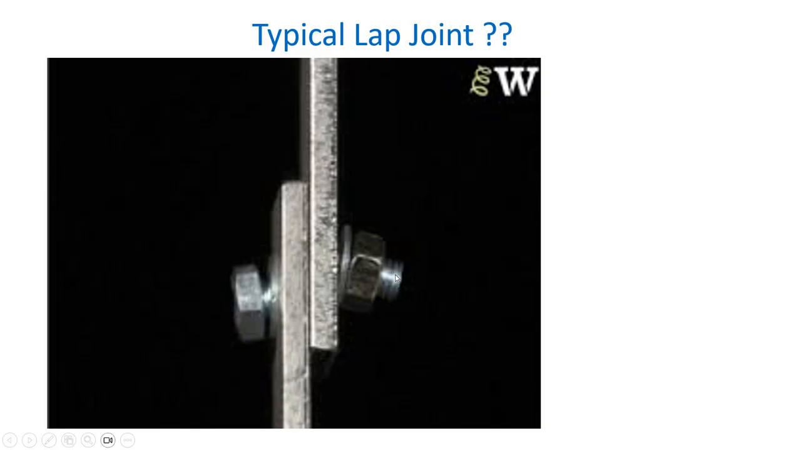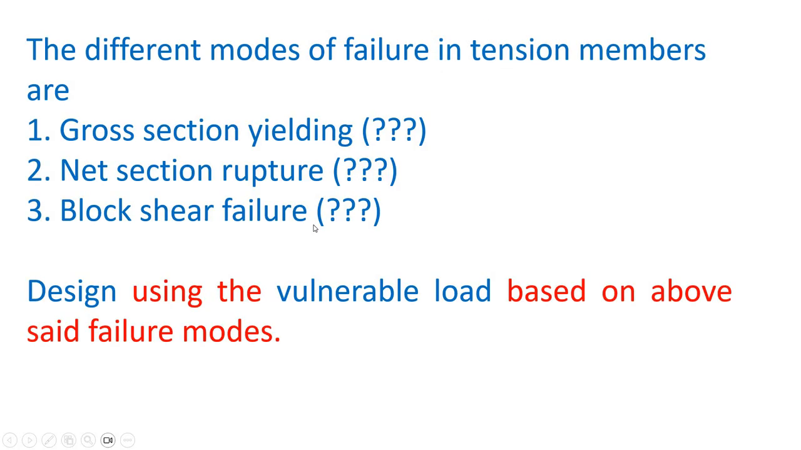Now, this is a typical lap joint. You can see that one plate is sitting on the lap of the other plate. This is a typical lap joint, and failure has already occurred. This is subjected to single shear as you see. Now, what are the different modes of failure in tension members? They are gross section yielding, net section rupture, and block shear failure. Among these three, we will decide the vulnerable load based upon which we will design the tension member.